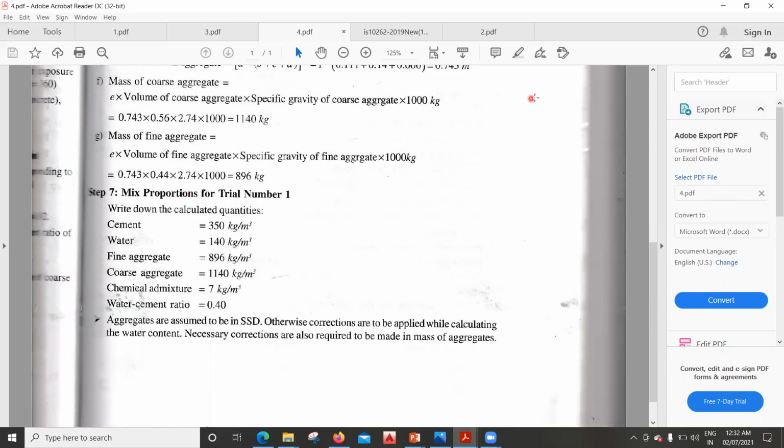That's it. Finished. So finally, we have come to a conclusion for this particular M30 grade, and whatever things have been given, we can provide this mix design: 340 kg of cement, 140 kg per cubic meter of water, fine aggregate will be 896, coarse aggregate will be 1140, chemical admixture will be 7, and water-cement ratio is 0.40. Now what we have done is we have just made a single trial.